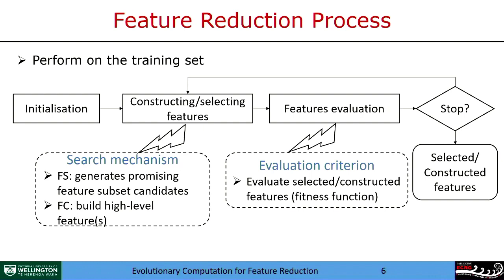In general, here is the feature reduction process, and we have two main components. One is the search mechanism, where we generate the feature subset or the new features. The second component is the evaluation component, where we try to see how good the feature subset or the new features are. The search mechanism and the evaluation criterion can be repeated until a stopping criterion is met. Our project works on both components.